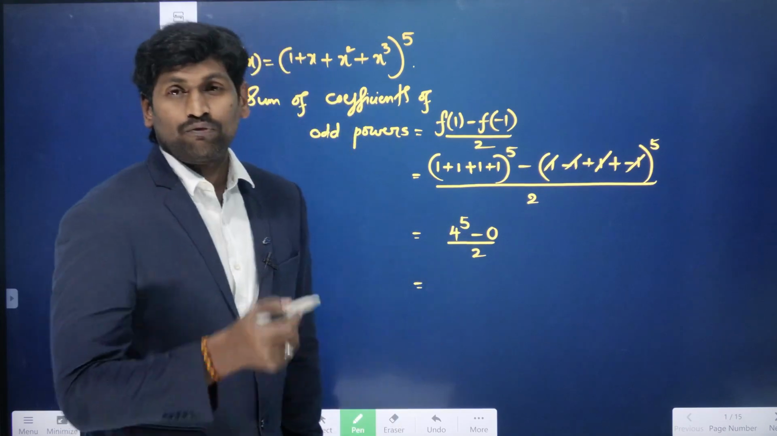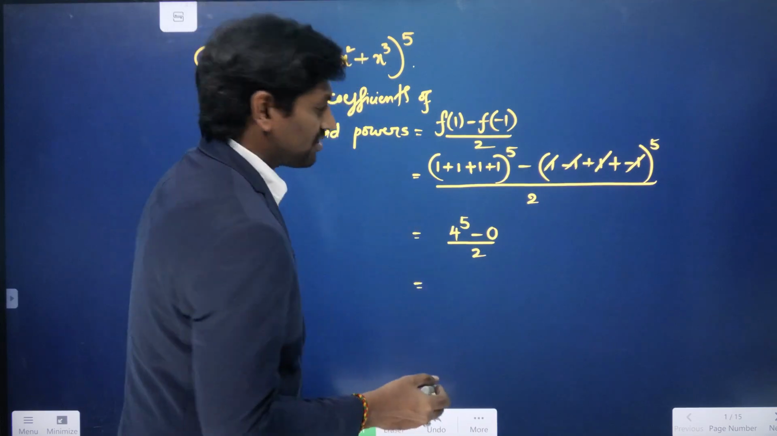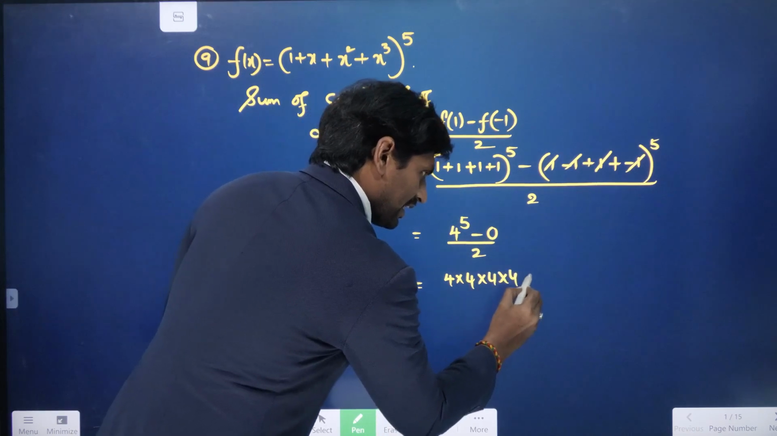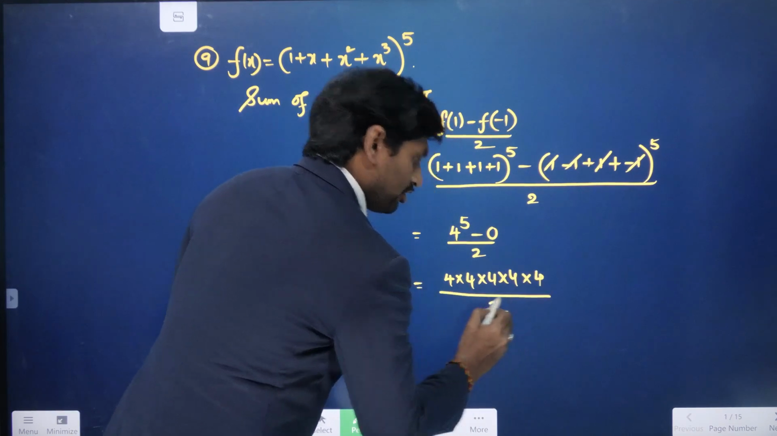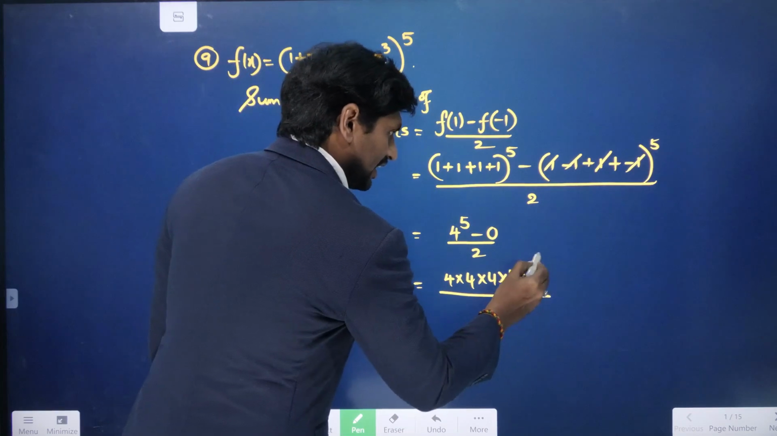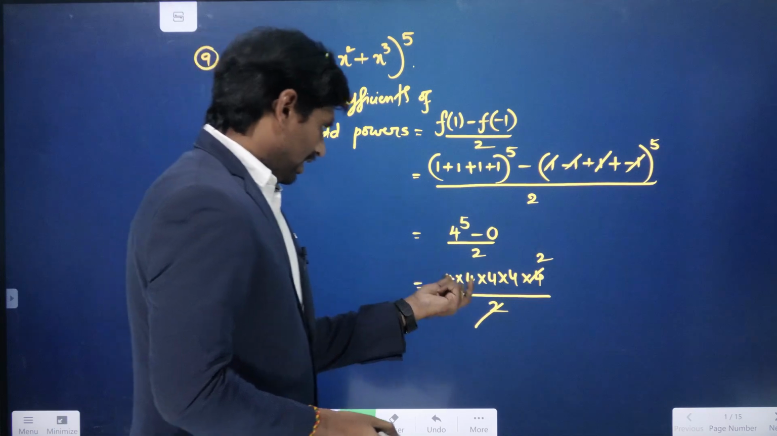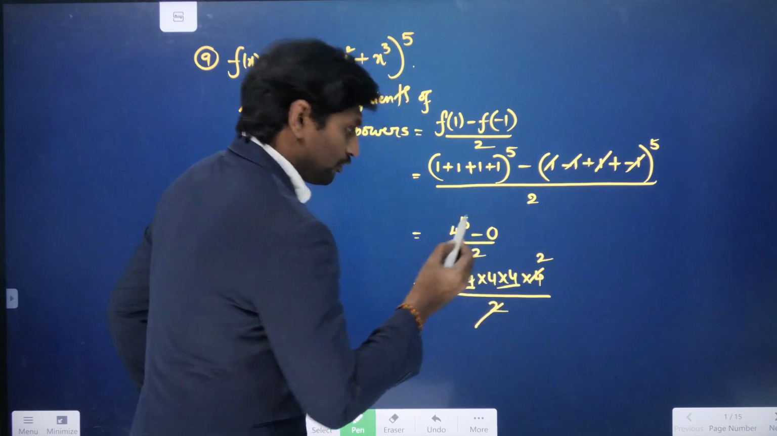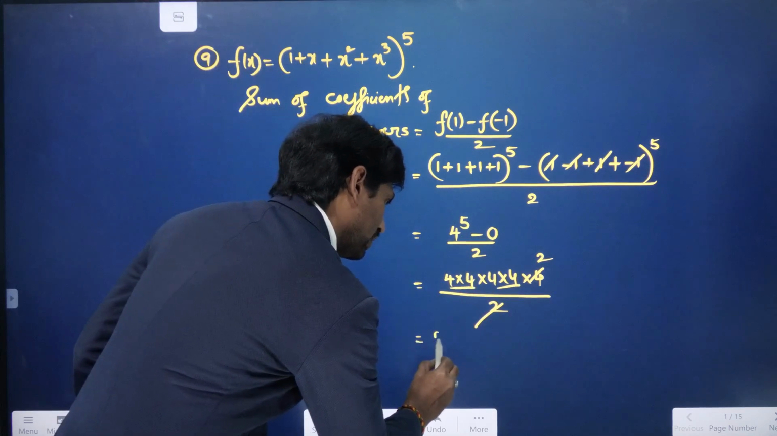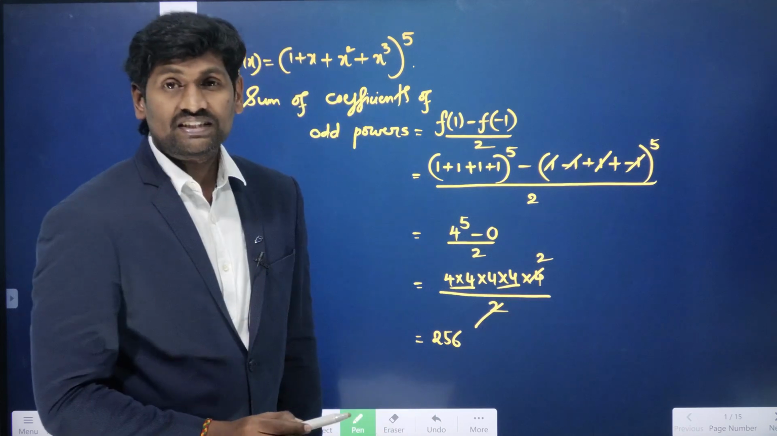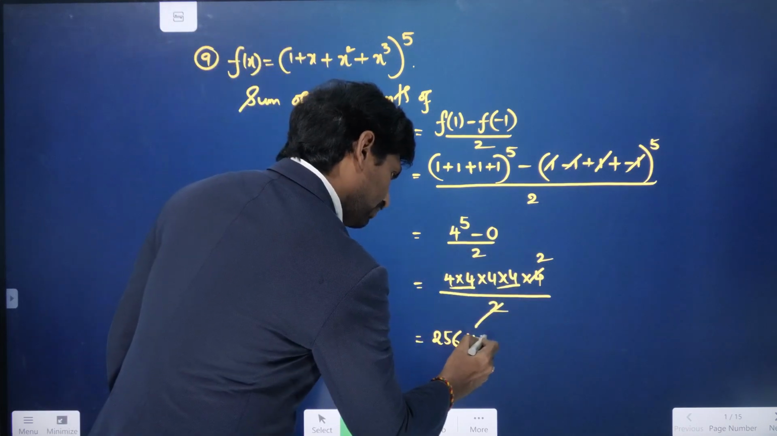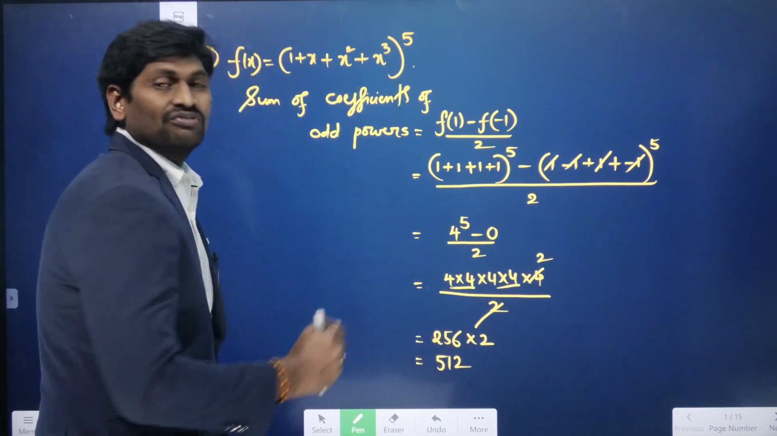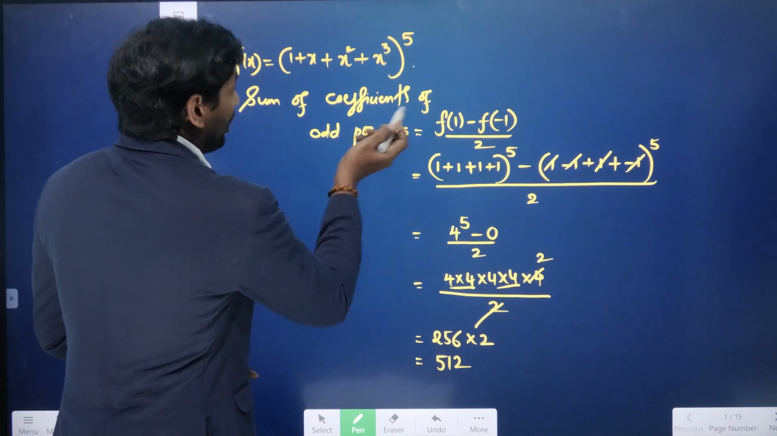4 power 5 is nothing but 4 multiplied by itself 5 times. So that is 4 into 4 into 4 into 4 into 4, divided by 2, and from one of them we can write divided by 2. Now 4 power 4: 4 fours are 16, 16 sixteens are 256, 256 into 2 is 512. So this is the value of the sum of coefficients of odd powers.